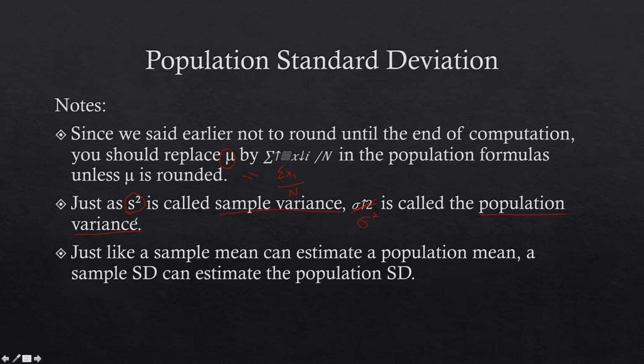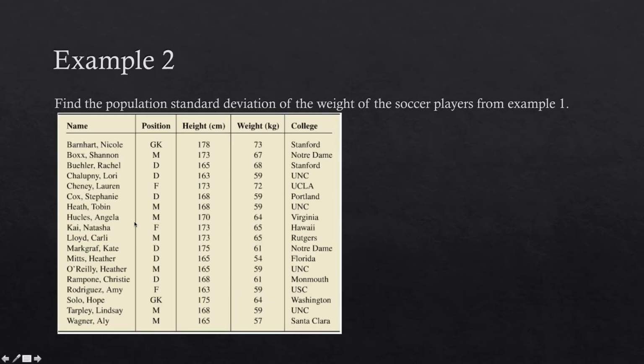All right, so find the population standard deviation of the weight of the soccer players from example 1. All right, well, one thing we need to note, okay? Earlier, we looked at the same set of weights, and if you remember, we found this.